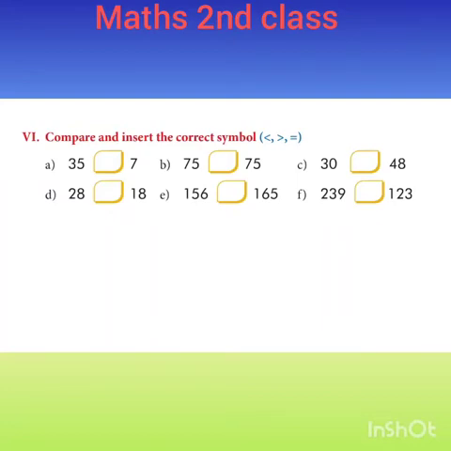Compare and insert the correct symbol. Number 1, 35 and 7. Which is larger than 7? 35. Let us look at the next one, 75 and 75. Yes, they are equal to each other. Let us look at one more example, 30 and 48. Which is greater, which is lesser? That is right, 48 is greater and 30 is lesser.